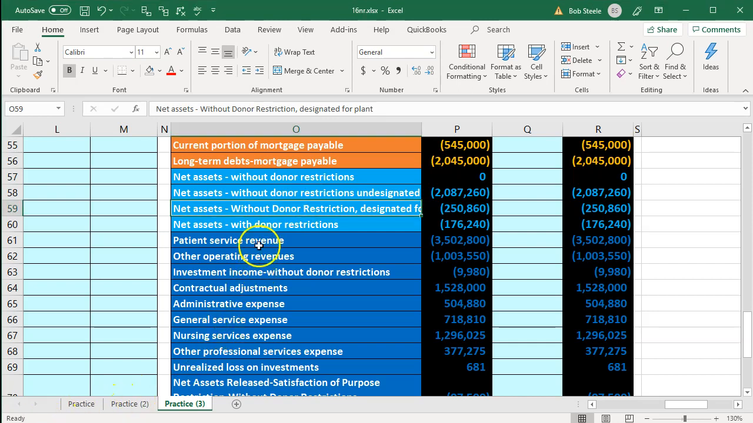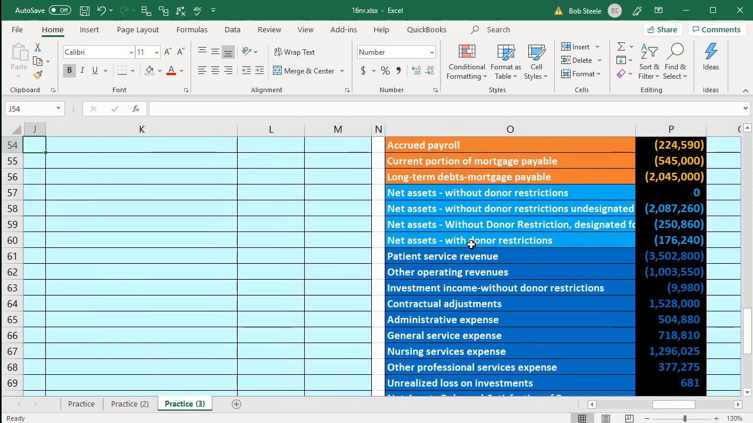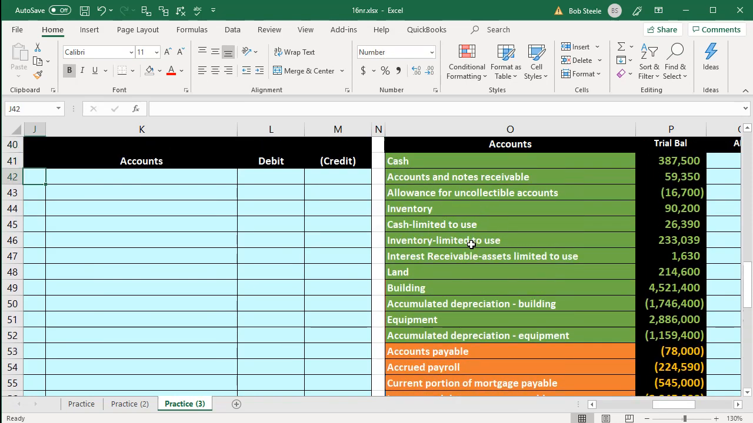So that's going to be what we're going to do. Let's take a look at it now. So we're going to start off with revenue up top. So we've got the revenue. It has a credit balance. We're going to make it go down by doing the opposite thing to it, which will be a debit. So we're going to go back up top. We're going to start entering our adjustments, and we're going to be on number 9.